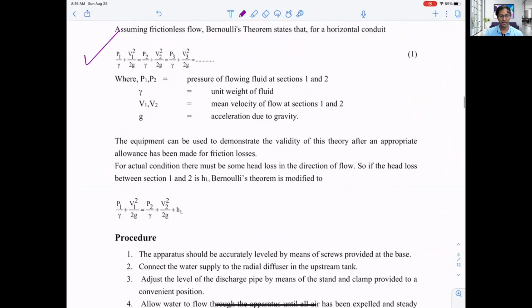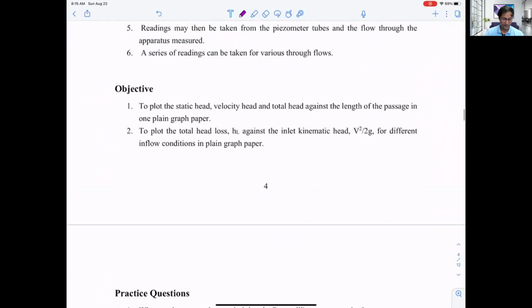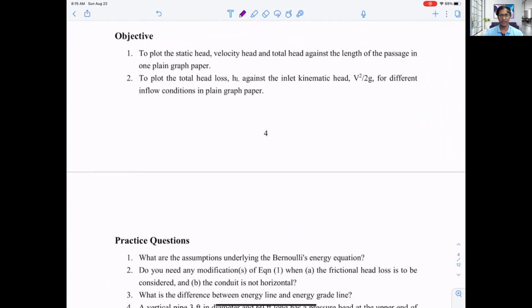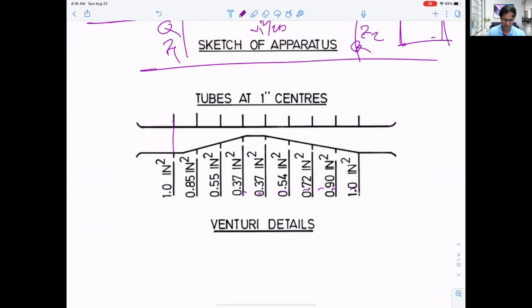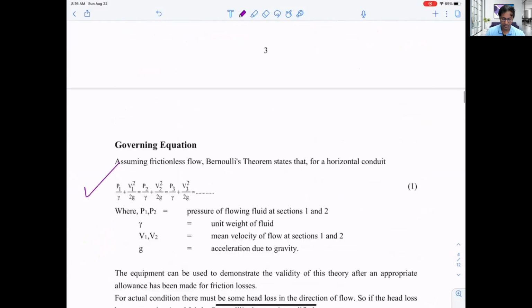So let me just show you what are the main objectives of this experiment. And you can see these are the objectives, right? To plot the static head, which means P over gamma. That's what I said. It will be looking like this. We're expecting this, and from the experiment, if we see that same shape, then we're done with that. And static head, velocity head and total head against the length of the passes, right, in one plain graph paper. So we have the length, right? We know the length starting from 0, and this is 1 inch, another 1 inch, 2 inch, 3. This is how we'll calculate the length, and then we'll plot.